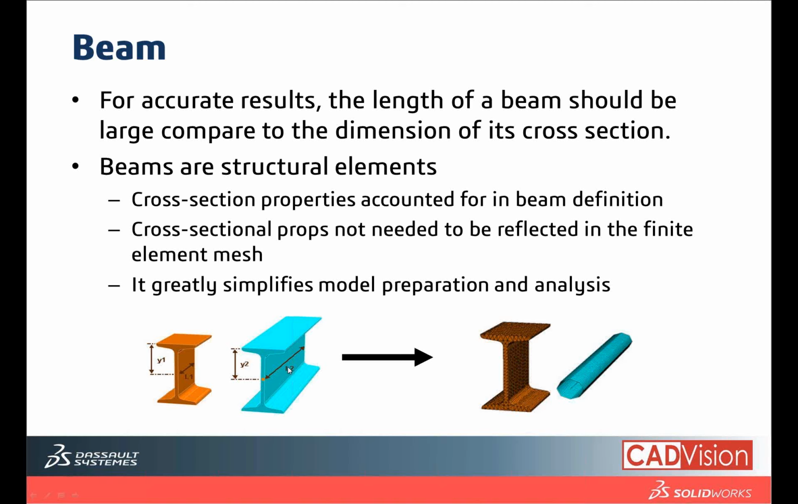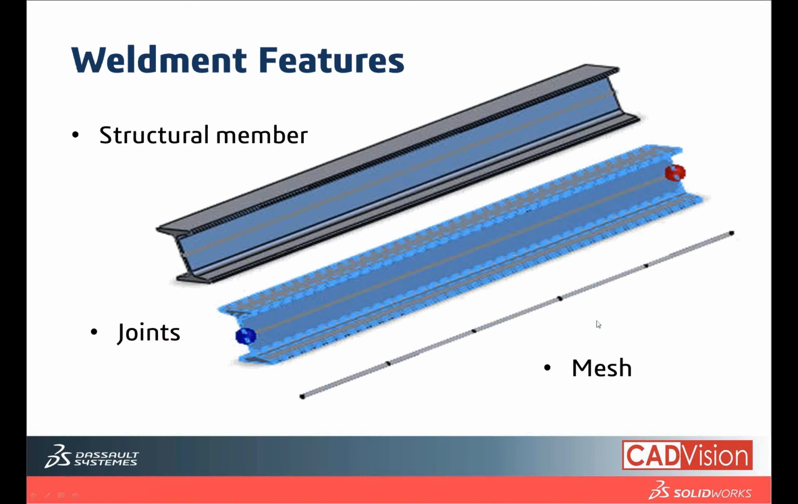Well, in the second case, where we consider this as a beam element, the study will only consider the cross-sectional area with the length of the beam. Okay, simplifying it with minimum loss of accuracy.